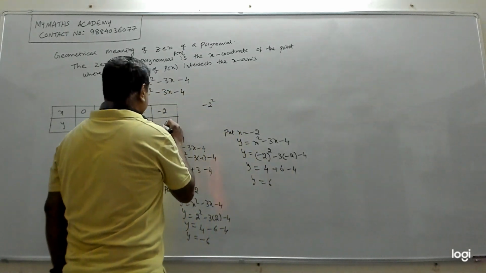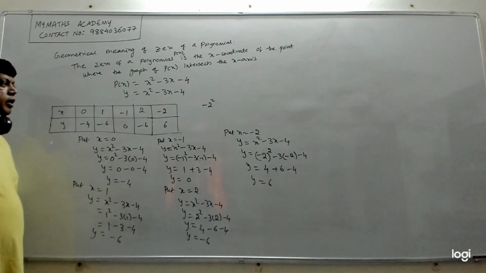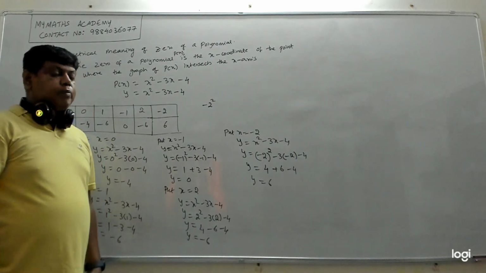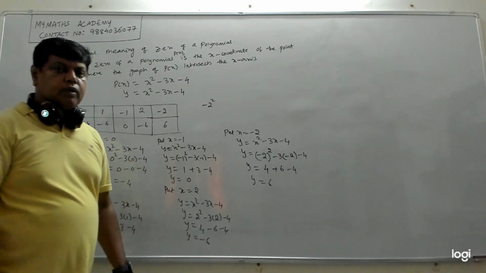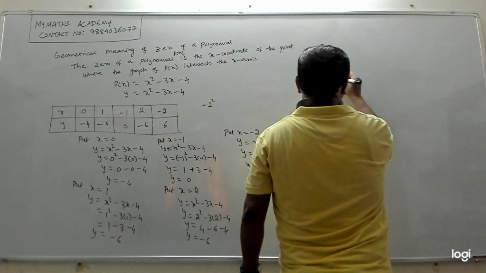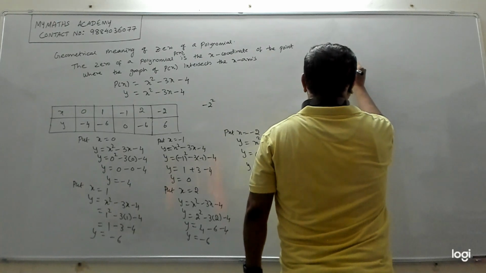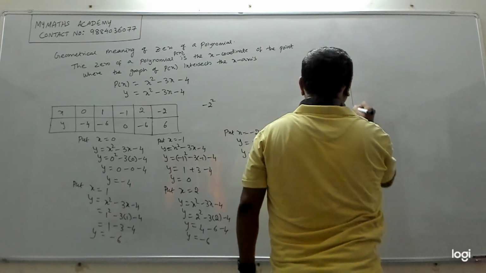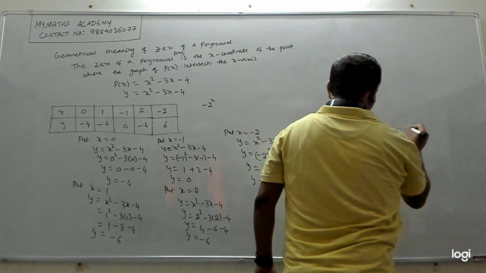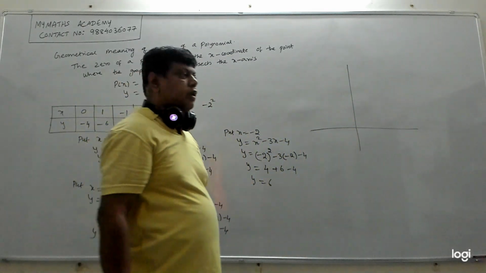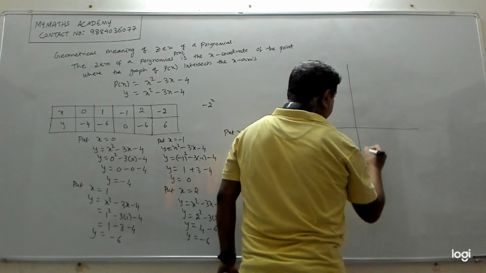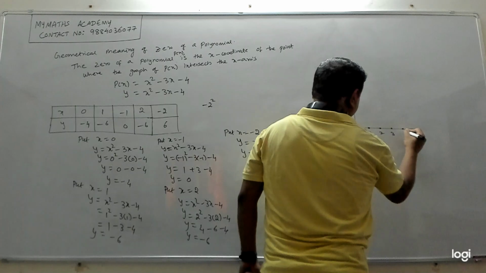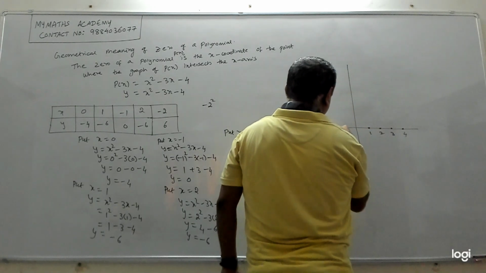So when I put minus 2, I get 6. Now let's try to plot these points. Then based on that, we may need to add some more points. Right? So let's put the graph for this. So right, x-axis, y-axis, this is 1, 2, 3, 4, and this is minus 1, minus 2.